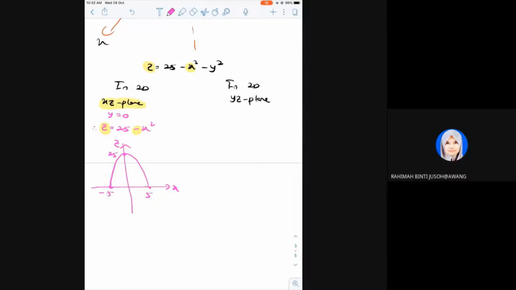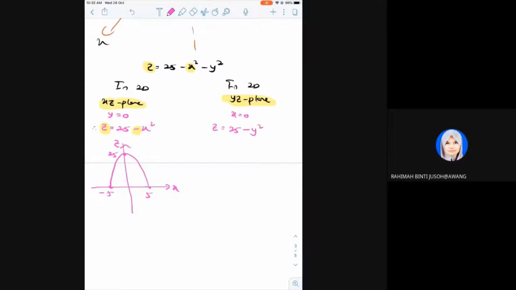YZ plane. What happened to YZ plane? Apa yang kosong kalau YZ plane? X, right? X equals to 0. Yes, X equals to 0. Tadi XZ, Y yang 0. Kalau YZ, X yang 0. Alright, so what happened to the equation? Z equals to 25 minus Y squared.